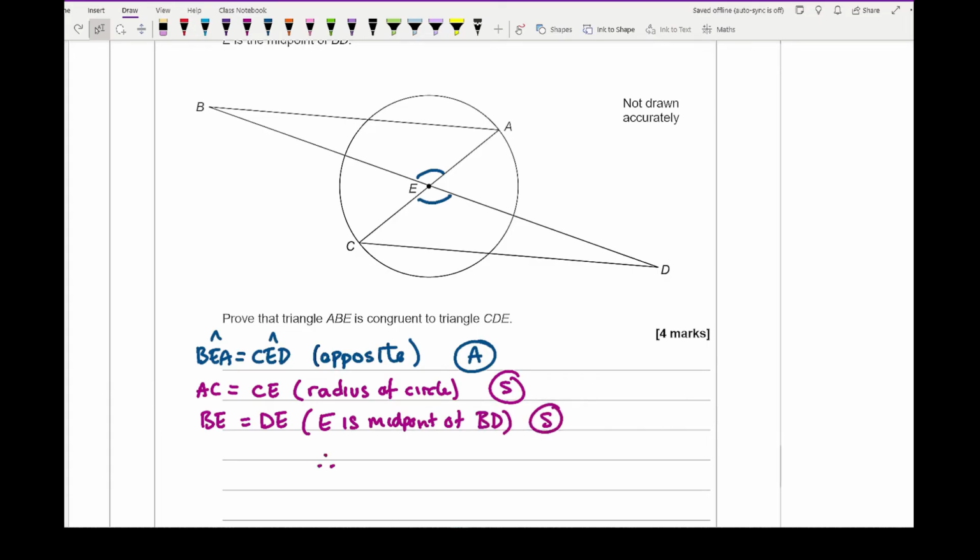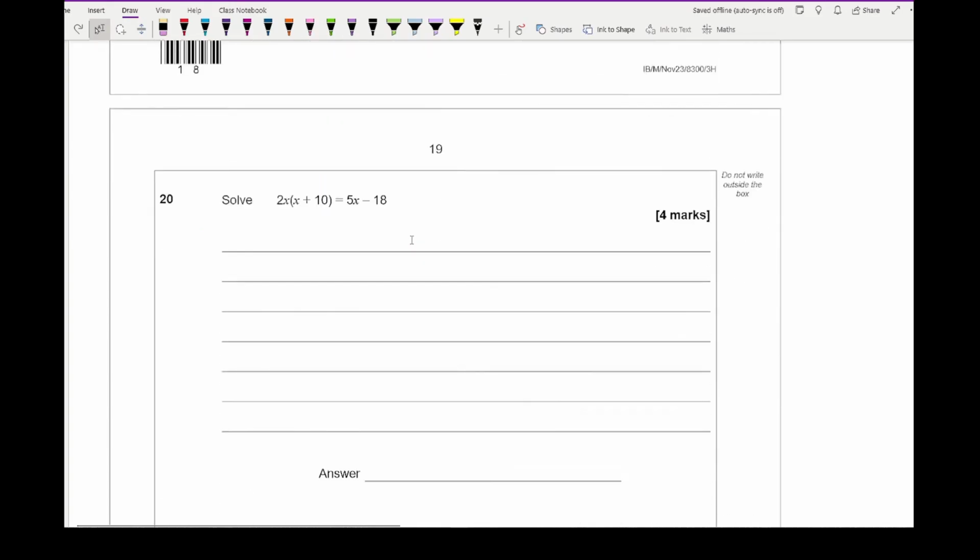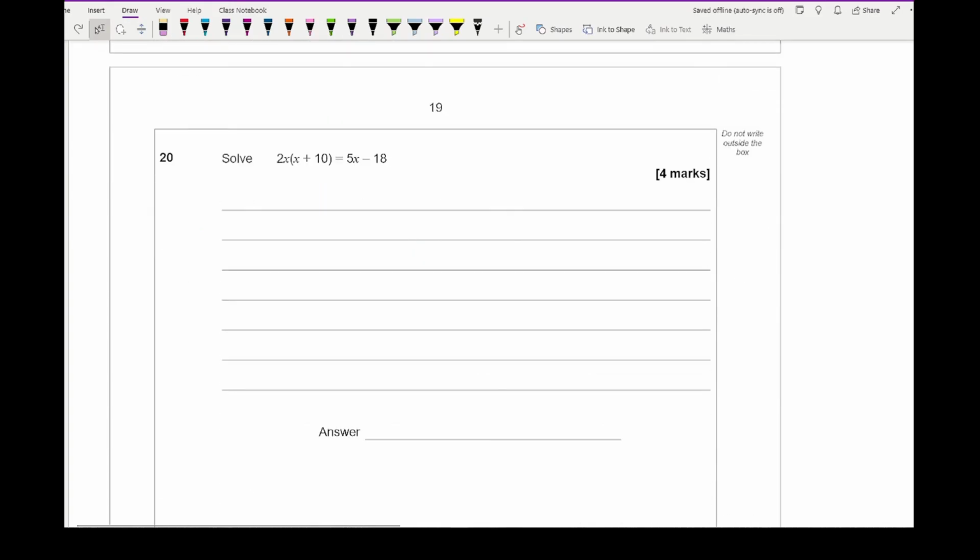So therefore, as we have an ASA, we can say that triangle ABE is congruent to triangle CDE. And there we go. It's really important that not only do you get 1 mark for each of those sides and angles that you prove, but you also write this statement here, which will get you that 4th mark.